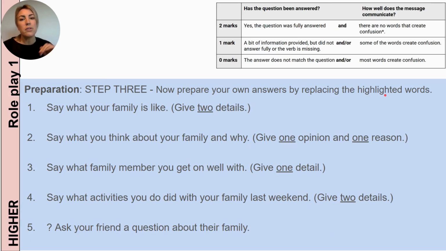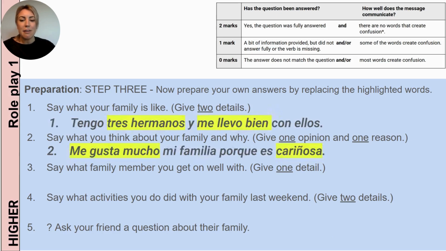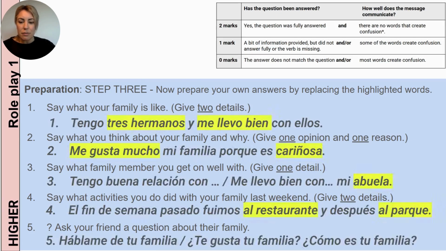So I recommend pausing the video and taking a look. These are the sentences that I used, okay? So you can replace the highlighted bits or say something completely different. And then when you get to number 5, you can ask any of the 3 questions. What's going to happen is when you come back from your preparation, I will ask you the questions, okay? So here we go.